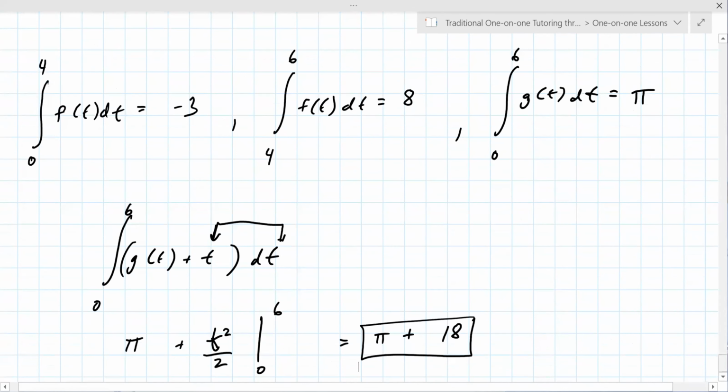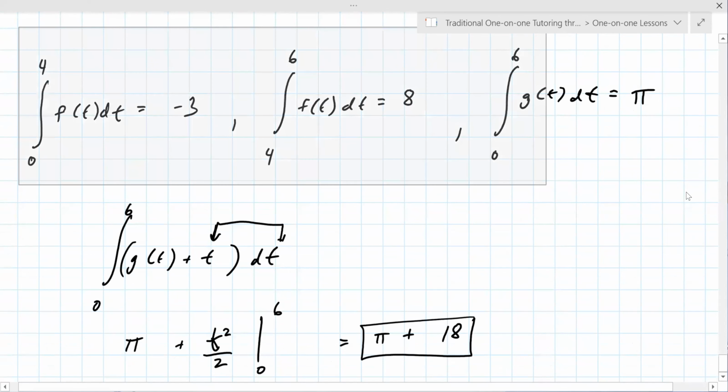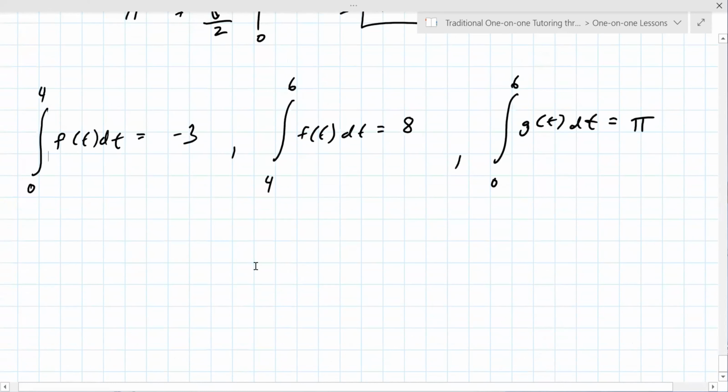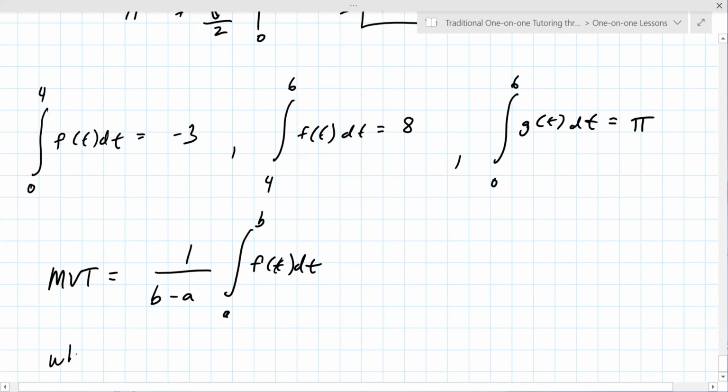So now let's use the same ones, and we'll do the mean value theorem because that's my next topic here. The mean value theorem is 1 over b minus a times the integral from a to b of f of t dt, or whatever it is, it could be g, doesn't really matter, but you take the endpoints. So it would say, what is the average value from 0 to 6 of f of t dt?